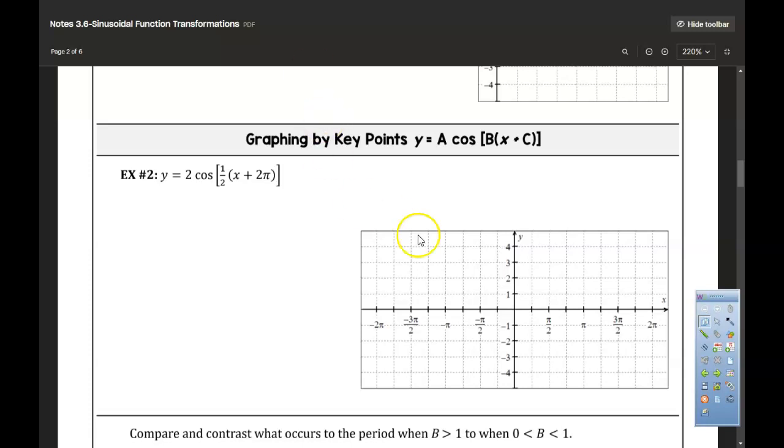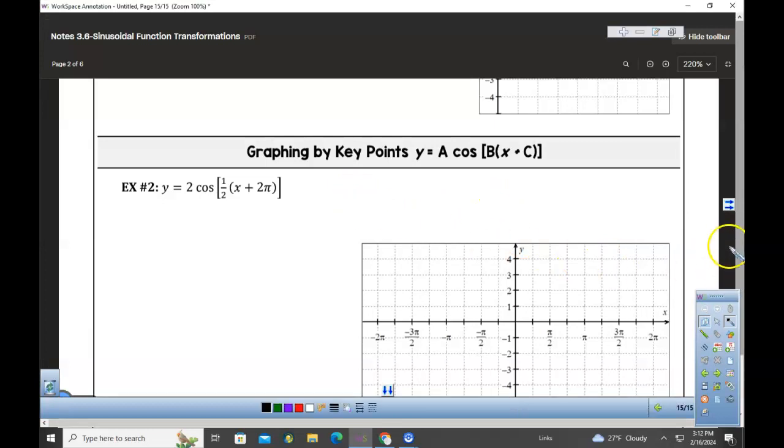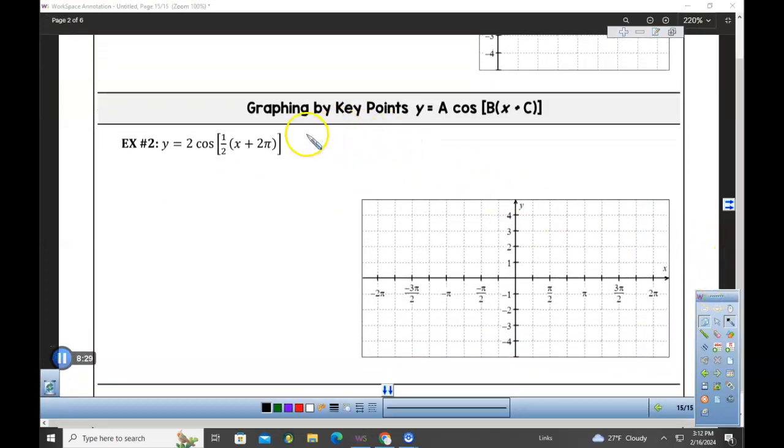What's the argument? Let's find our common stuff first, the stuff we're good at. What's my amplitude? It's 2. All right, cool. What's my period? Well, there's a 1/2 there, right? So it's going to be 2 pi over 1/2, which is 4 pi. So I know my period, I know my amplitude.